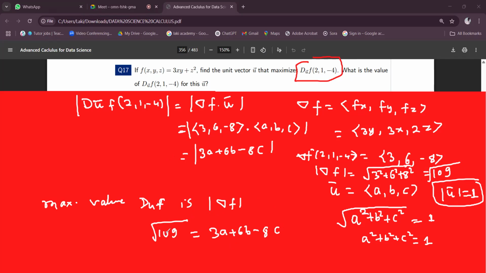Now you have two things. One, 3a plus 6b minus 8c is equal to root 109. And second thing is a squared plus b squared plus c squared is equal to 1. Two different equations for three variables. But this is very tricky to solve because this is in square and this is in normal form. But you understand now how to find a gradient and a directional derivative, right?